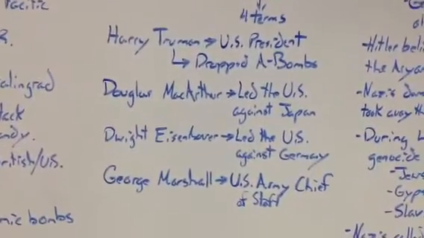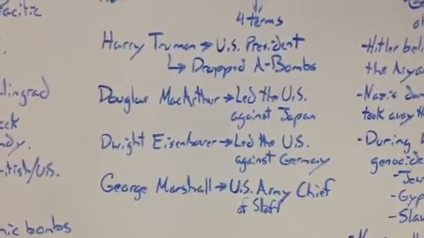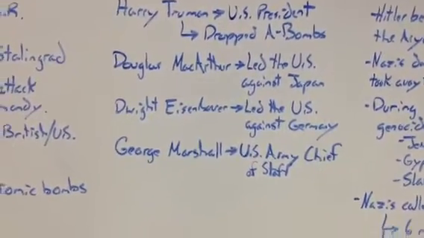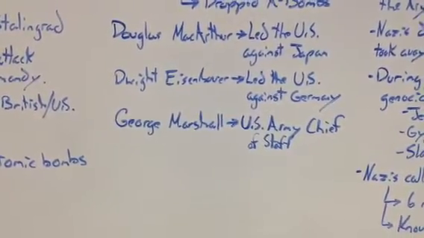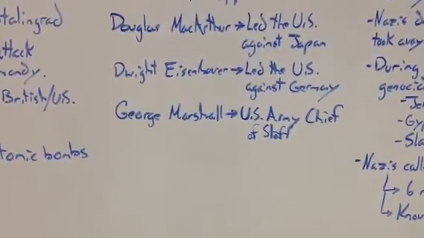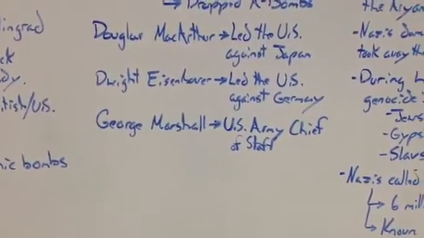You also have generals you need to know. General Douglas MacArthur led the U.S. against the Japanese. He led the Pacific Campaign. General Dwight Eisenhower led the U.S. forces against Germany. And General George Marshall was the U.S. Army Chief of Staff. And I meant to write up there, he also created the post-war plan called the Marshall Plan for rebuilding Germany and Western Europe.